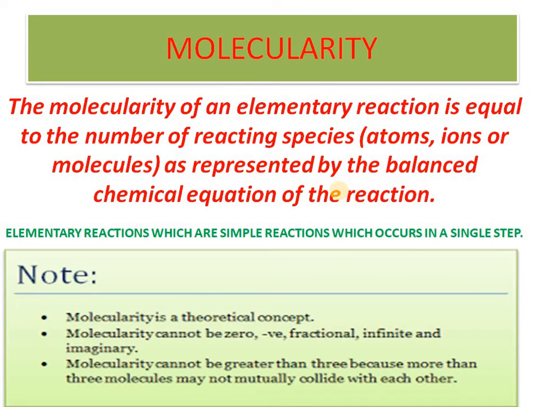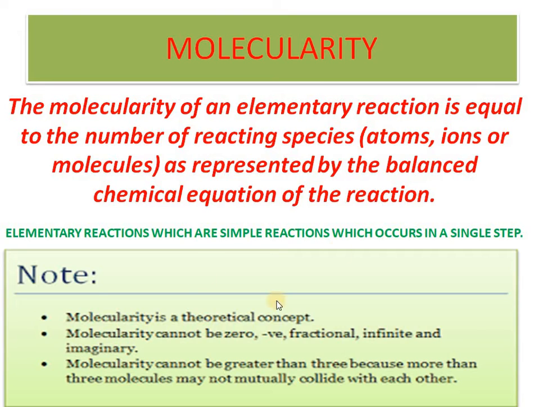Molecularity of an elementary reaction is equal to the number of reacting species, whether atoms, ions or molecules, as represented by the balanced chemical equation of the reaction. If the reaction is balanced, it is the number of reacting species colliding together simultaneously. This word is very, very important. We should keep in mind that word "simultaneously". Here also is a definition I have missed. So the number of reacting species reacting simultaneously, we should focus on that word. The word "simultaneously" is important and it must be in the definition of molecularity.